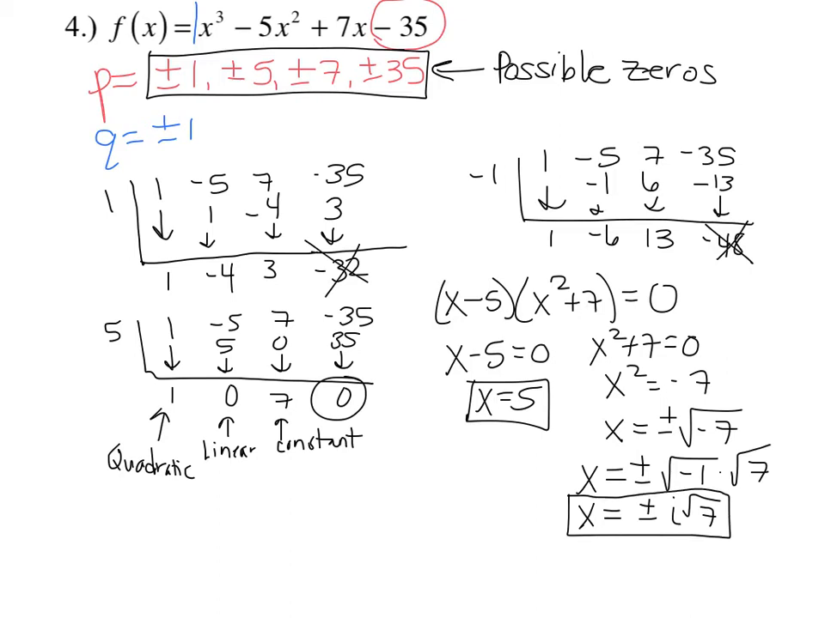We found 3 possible zeros: +5, positive i square root of 7, and negative i square root of 7. So this is the only real 0. So it's only actually going to cross the x-axis at 5. And then the other 2 zeros are imaginary.